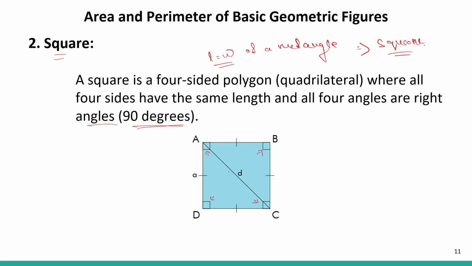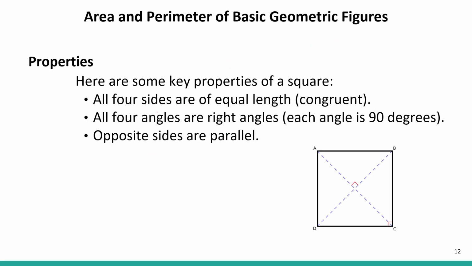Since this is a rectangle, all the properties of a rectangle will be followed here, but some extra properties will also appear. Let's go forward and see those properties. All four sides are of equal length, that is, they are congruent, and all four angles are right angles. Each angle is 90 degrees, and opposite sides are parallel. So this side and this side are parallel, and this side and this side are parallel. Opposite angles are the same, because these are all 90 degrees, so this is not a surprise.